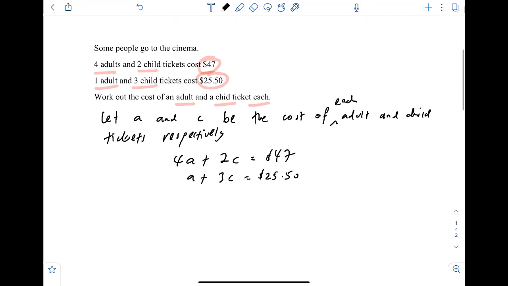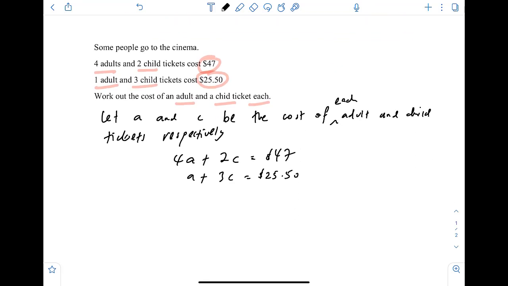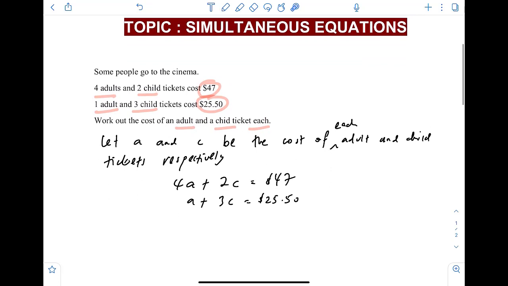Alright, now there are 2 ways to approach simultaneous equations as such. We can use either substitution or elimination. Let's practice on elimination. Number 1, number 2. So the second equation and the first, let's try and make A the same. So make it to 4A. So everything in the second one you have to times by 4.